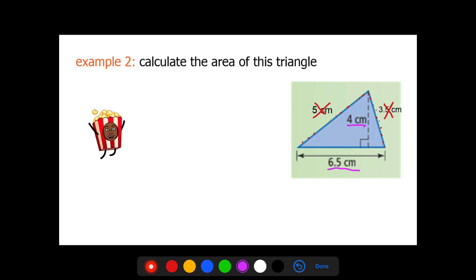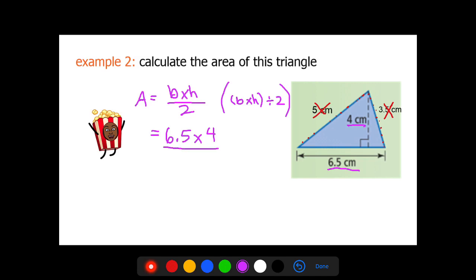All right, our formula for triangles is base multiplied by the height divided by 2. Remember, you can also do it base times height and then divided by 2. Whichever way you choose to do it, it still works to be the same thing. So our base number is 6.5 multiplied by 4. Okay, I want to remember that I got to divide this by 2 at some point.